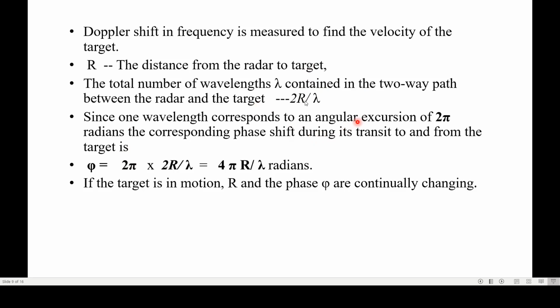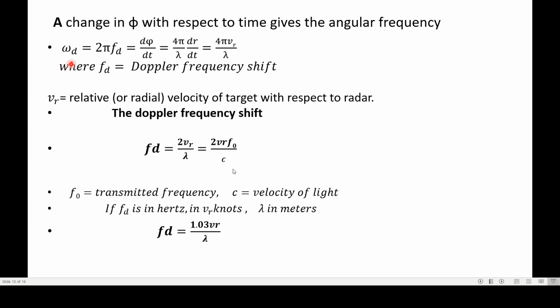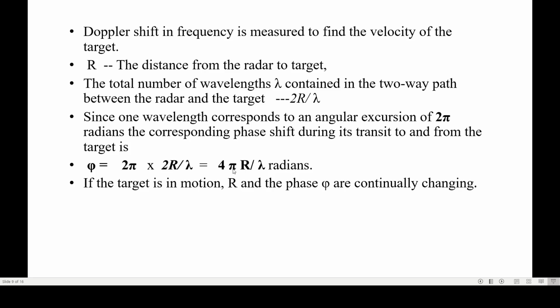2R by lambda is the number of wavelengths included in a particular range. Now, to convert this and express it as a phase in radians, we can multiply this with 2 pi. Each wavelength corresponds to 2 pi. So 2R by lambda corresponds to 2R by lambda into 2 pi, which is equal to 4 pi R by lambda. This is equal to the phase.